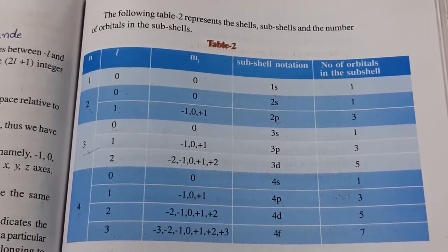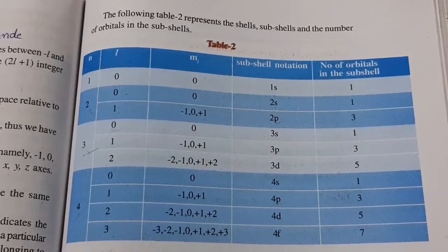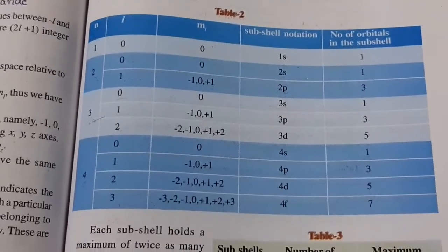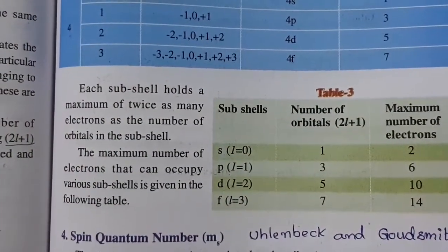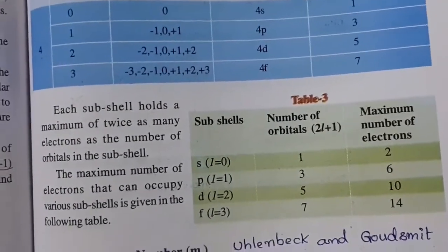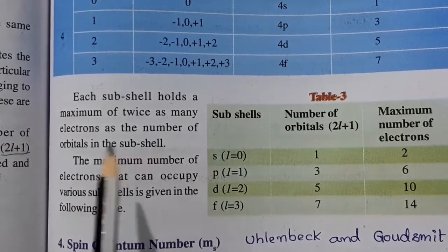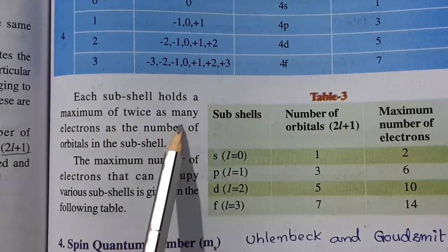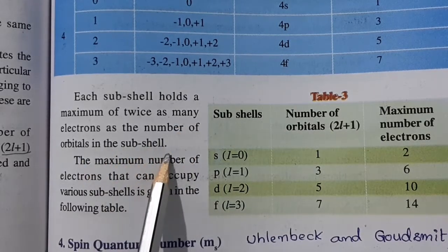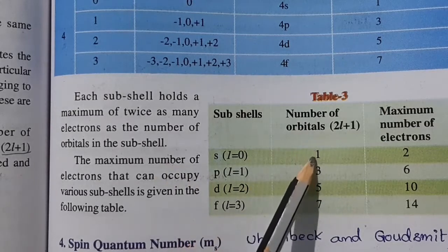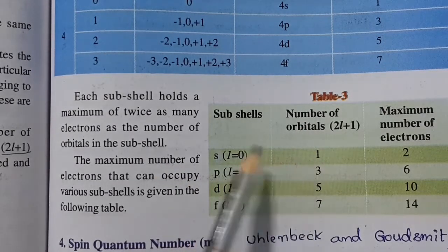Now, each subshell holds a maximum of twice as many electrons as the number of orbitals in the subshell. So for subshells, how many maximum electrons are present? It is given below, you can observe. See, each subshell holds a maximum of twice as many electrons as the number of orbitals in the subshell. So the number of orbitals in the subshell, here you can observe.